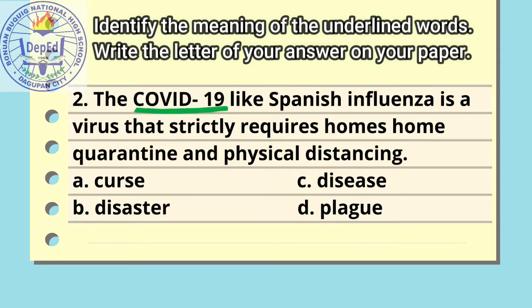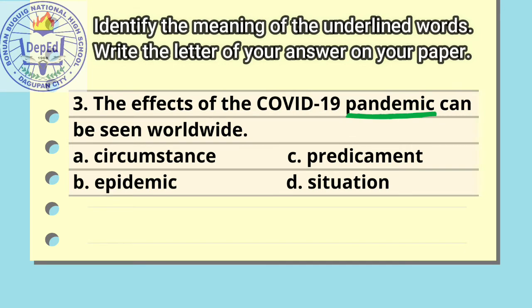Number 2. The COVID-19, like Spanish influenza, is a virus that strictly requires home quarantine and physical distancing. The underlined word is COVID-19. Here are your choices. A. Curse, B. Disaster, C. Disease, D. Plague. Number 3. The effects of the COVID-19 pandemic can be seen worldwide. The underlined word is pandemic.